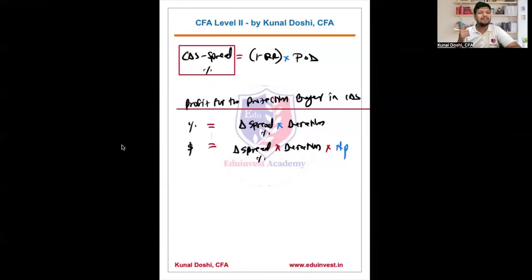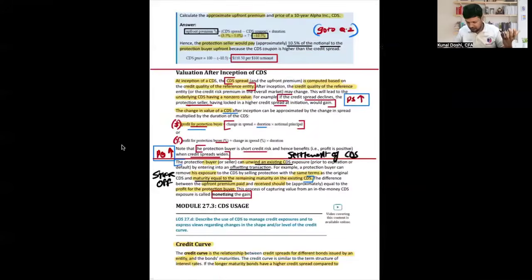Upfront formula they have given us, I would suggest you to do it only when you feel that I'm done with the rest of the fixed income. Otherwise, I won't recommend you to go into the depth of it.